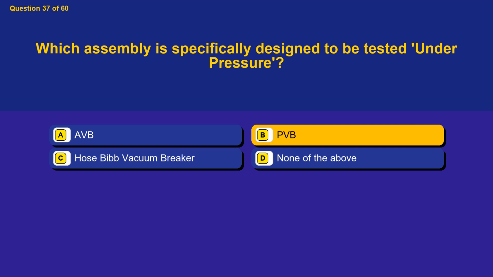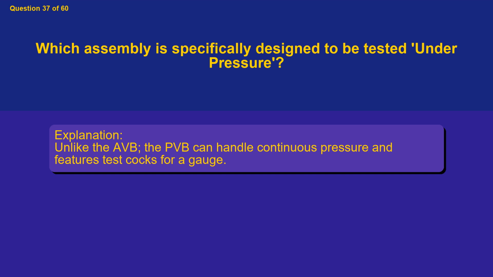The correct answer is option B, PVB. Unlike the AVB, the PVB can handle continuous pressure and features test cocks for a gauge.